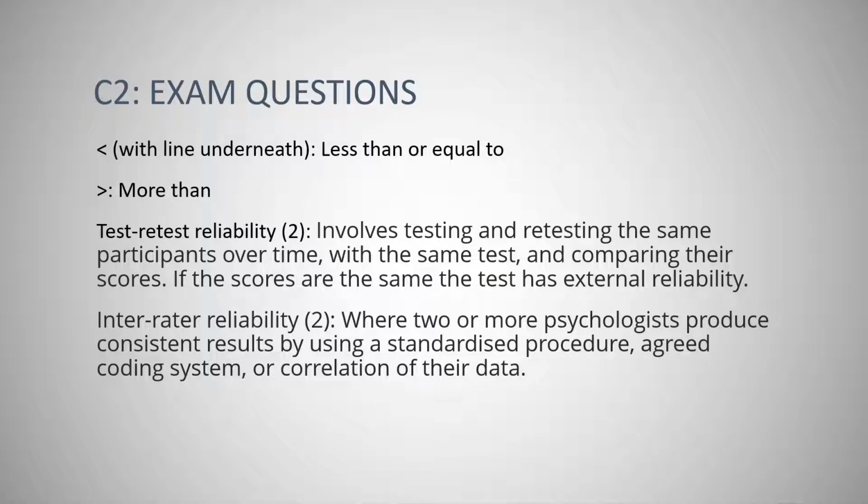So that arrow there with the line underneath means less than or equal to. That arrow there, no line underneath, just means more than. If it was to have a line underneath, then it would mean more than or equal to. Likewise, if the top symbol didn't have a line underneath, it would just mean less than.